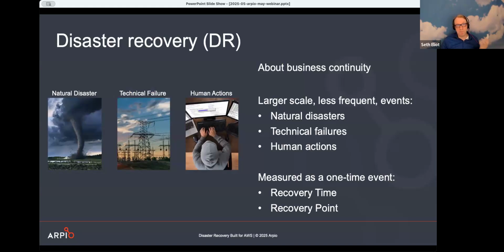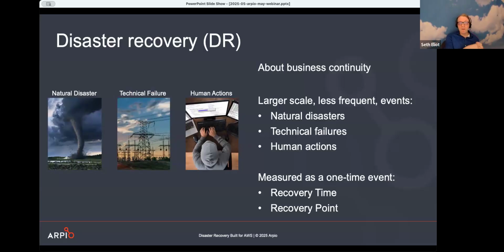So as I said, big, less frequent events. And here are the three categories I like to talk about: natural disasters, technical failures, including bad software deployments by your cloud provider, and human actions, including both the benign accidents and the less benign, the malign malware, ransomware type effects. And disaster recovery is about your business continuity. As I already said multiple times, it focuses on those larger scale, less frequent events.